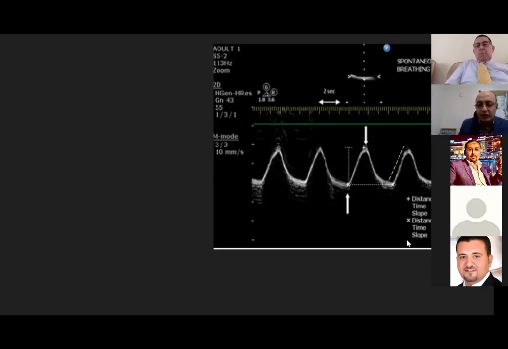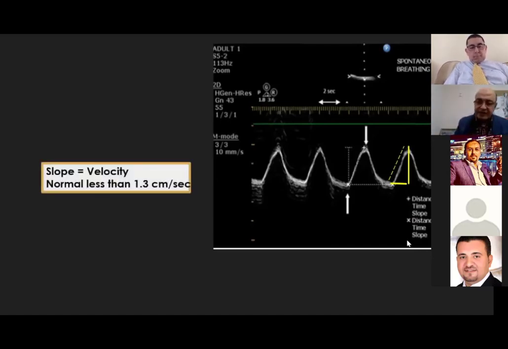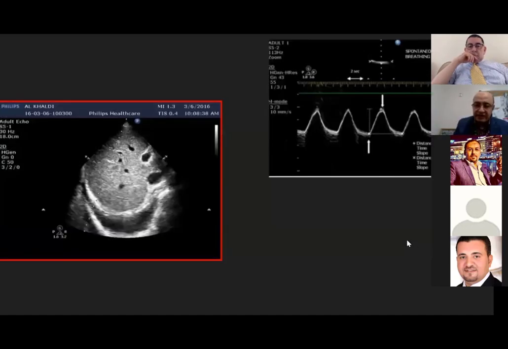There is another important point here, which is the slope or velocity. The velocity is the speed of the diaphragm going up. How much? It has to be less than 1.3 to 1.5 centimeter per second. Because the more the velocity is prolonged, it means that the diaphragm is struggling to go up, and this means that the diaphragm is weak. The slope or velocity has to be less than 1.3. It will be measured automatically by the machine. And the velocity, as I mentioned, is the slope up speed, how long it takes in how many seconds. This is what we mean by velocity.